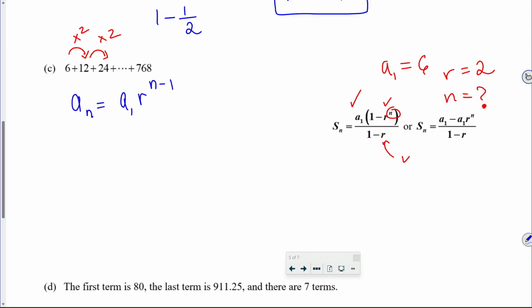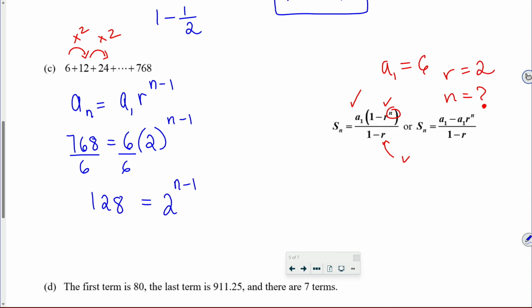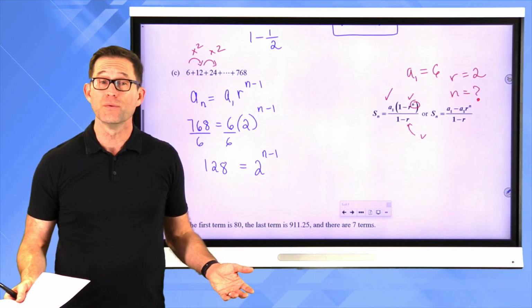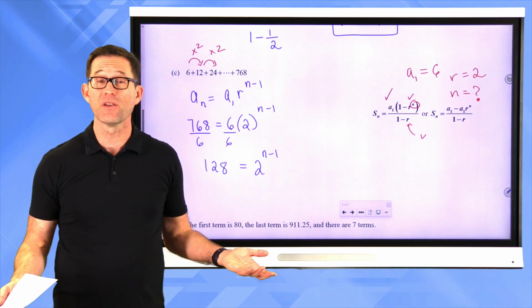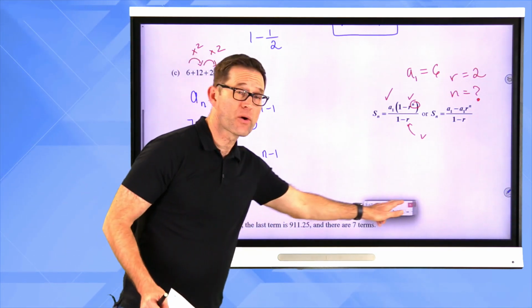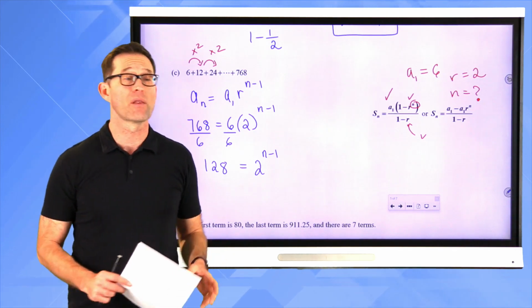So I can now take this and go 768 is equal to 6 times, what do we have? 2 raised to the n minus 1. All right, I can divide both sides by 6. Okay, that is going to give me 128. So I have 128 equals 2 to the n minus 1. Now remember, I'm trying to solve for n, and I've actually got two nice choices right now. I could either use the method of common bases, or I could use a logarithm, base 2, right? Either one is going to work nice. Actually, let me use the logarithm base 2 since we just worked with logarithms in our last unit, right?